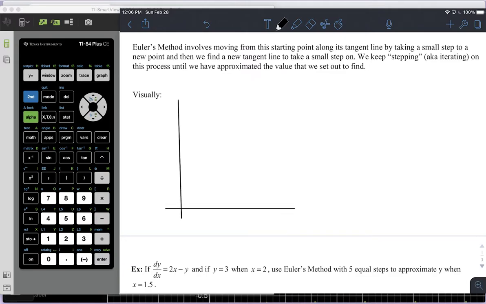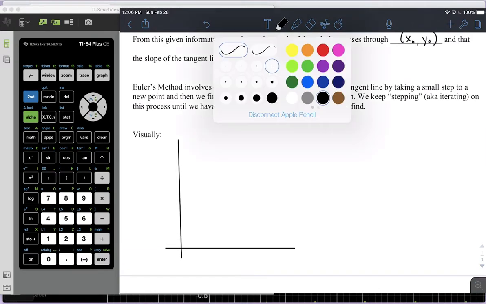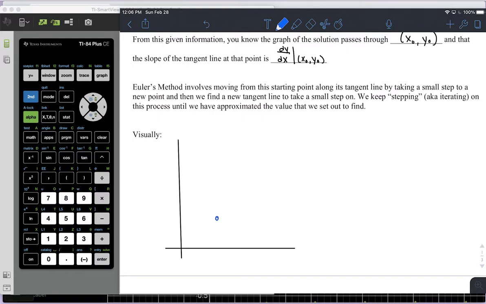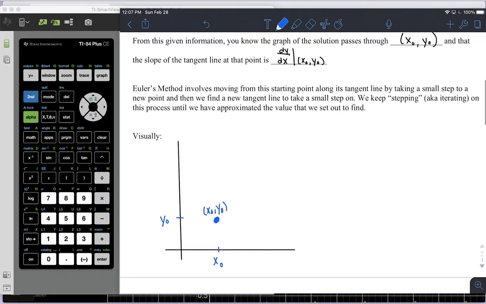I'm going to draw a little xy axis. So say we have some initial point right here. So this is x naught, y naught, right? So my y coordinate here is y naught, and then x naught. So we're going to draw a tangent line at that point. So say we draw a little tangent line, say our dy dx gives us that this is the tangent line.